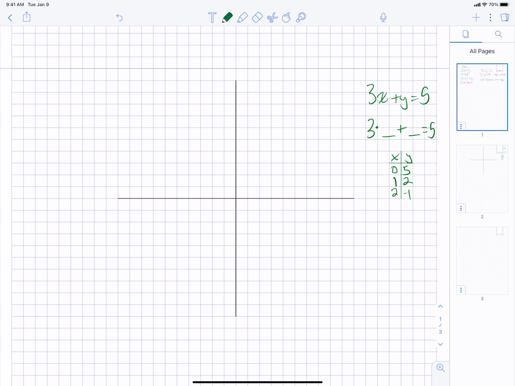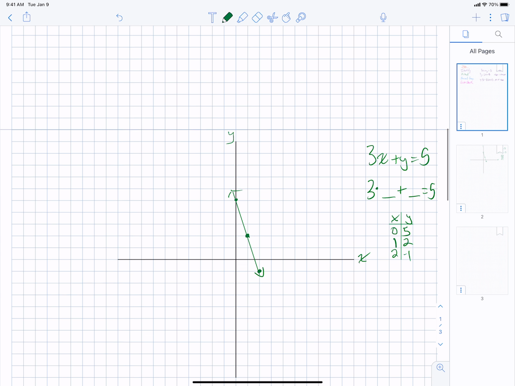So 0, 5 means 0 on the x-axis, 5 on the y-axis, which would be right here. 1 and 2 would be 1 on the x-axis and 2 on the y-axis. So that's right here, because there's our 1 and there's our 2, right? And then finally, 2 and negative 1 would be right here. What we can tell is that those make a, at least fairly, straight line. So we connect those with a straight line and put some arrows on the end. And that's our basic method for graphing in standard form, simply finding solutions.